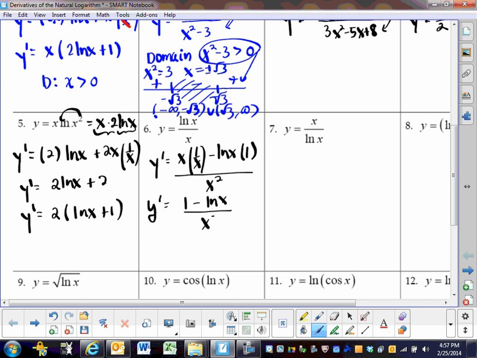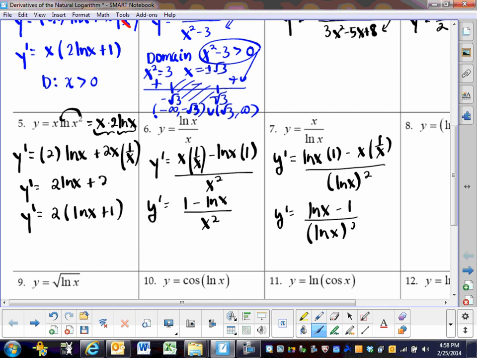For 6 and 7, there's no way to simplify this. I'm going to have to do the quotient rule. So the derivative is low d high minus high d low over the square of what's below. So at least once this simplifies, we no longer have a complex fraction to deal with. So that's nice.